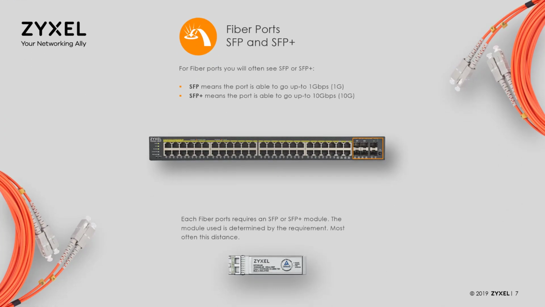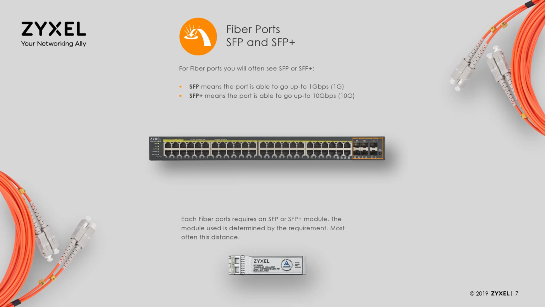Okay, moving on, let's talk about fiber ports. So there are different modules depending on your requirements. When we talk about SFP, we talk about 1 gig uplinks, and when we talk about SFP plus, we talk about 10 gig. There are, of course, other standards like QSFP, which is 40 gig, but this is not traditionally used in SMB or small to medium businesses.